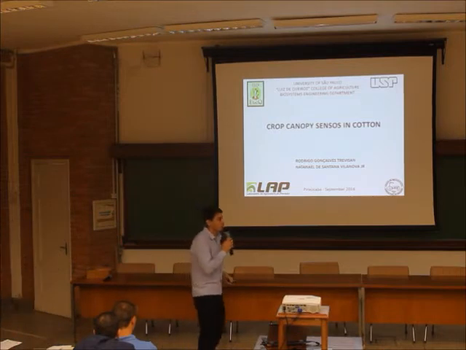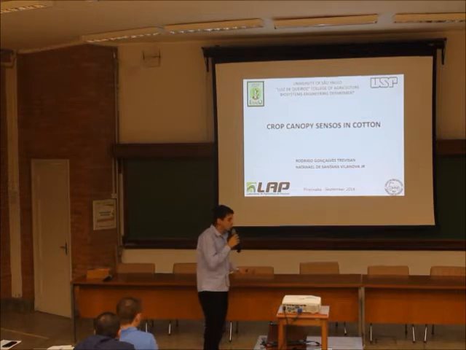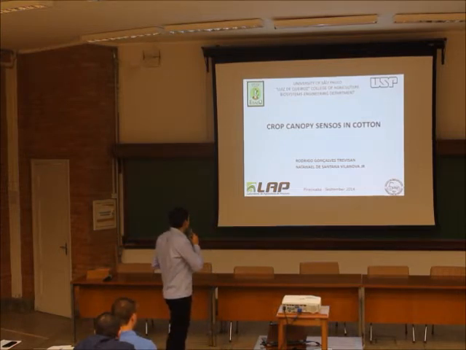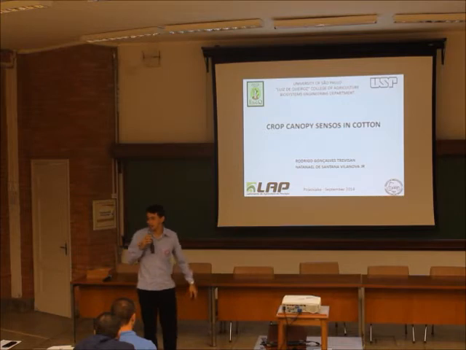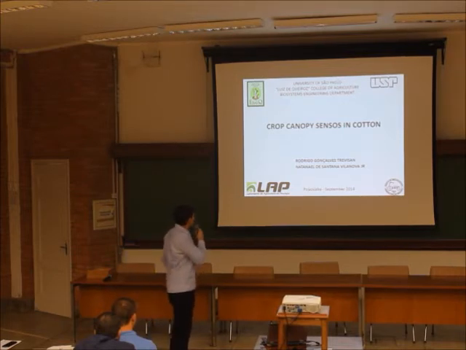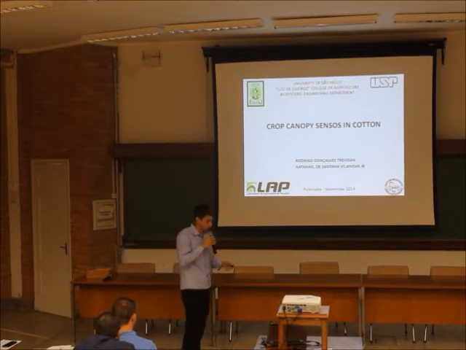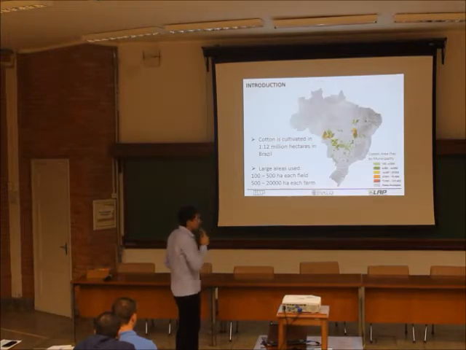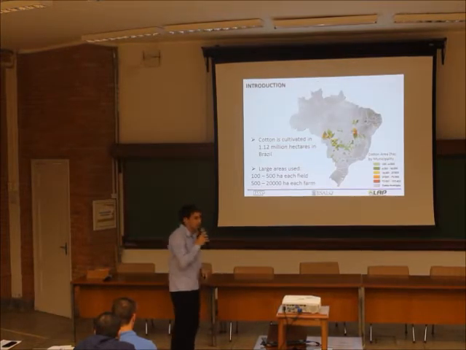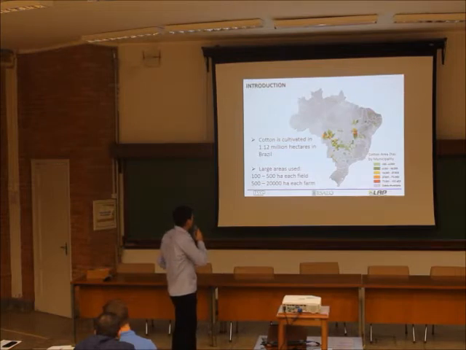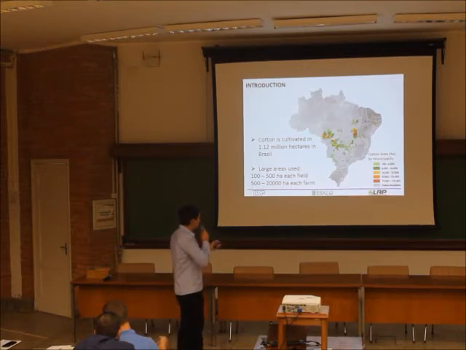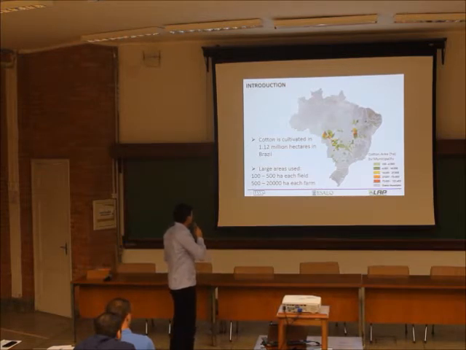Good morning. I'm an agronomist from the Federal University of Mato Grosso, and I'm here with my master's degree advisor, Professor Molin. I'm here to talk about crop canopy sensors in cotton. Cotton is a very important crop in Brazil. This year we are cultivating 1.12 million hectares. These are the more important production regions, Mato Grosso and Midwest Bahia.